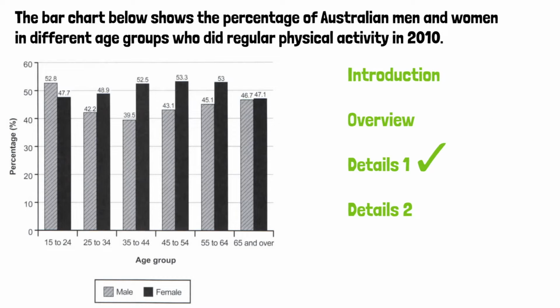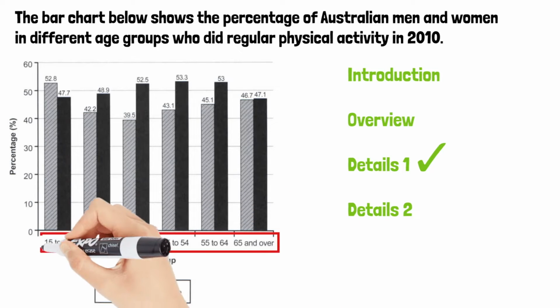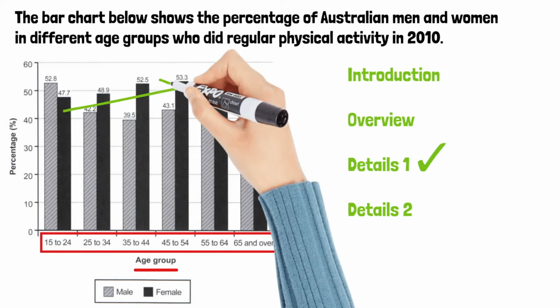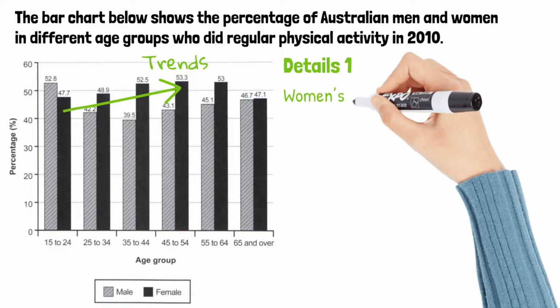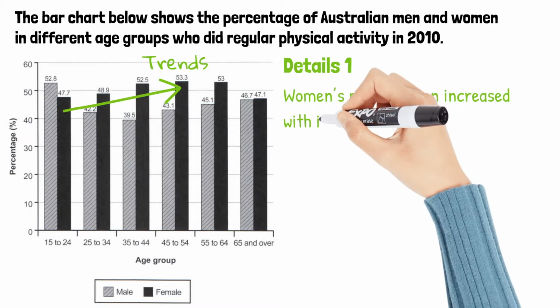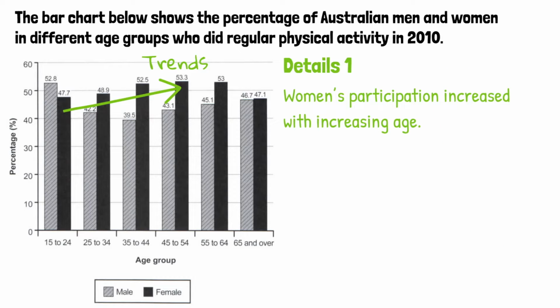I want to start with details paragraph 1 because I have some crucial information to share with you guys. So, if the categories on the x-axis are age groups, then we need to describe trends. We need to say something like women's participation increased with increasing age. I know some people think there is no trend. They think these are different people in different age groups.